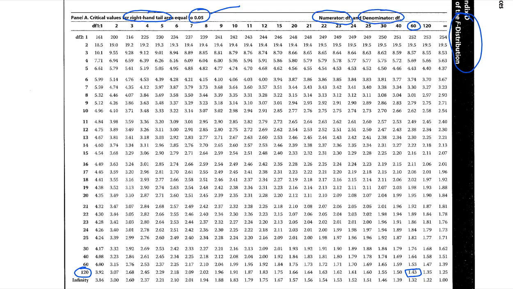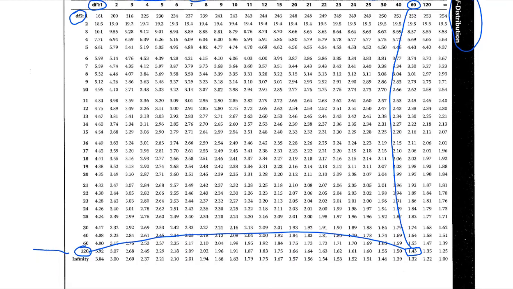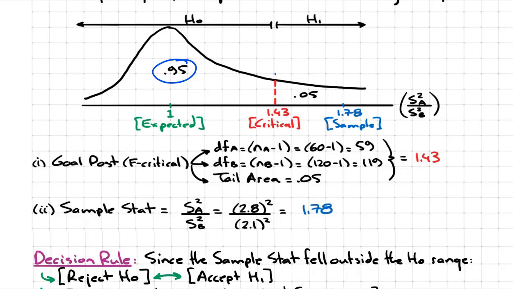Our numerator, which is represented by df1, would be right there. We said we had 59, so the closest number we have is 60. And df2 refers to the degrees of freedom for the denominator. We had 119, but again, you have to go with the closest number, which is 120. So if you triangulate these degrees of freedom, you get a critical value of 1.43.